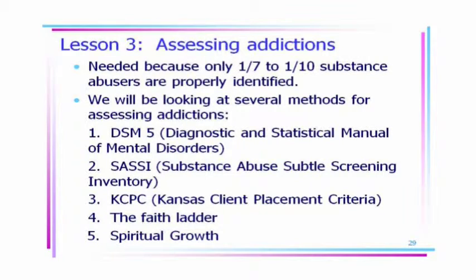We use several different assessment tools. One is the DSM-5. It's the Diagnostic and Statistical Manual of Mental Disorders, and it's put together by the American Psychiatric Association. We use that one, and then we use the SASI, which is the Substance Abuse Subtle Screening Inventory. Then we use the KCPC, which is the Kansas Client Placement Criteria.